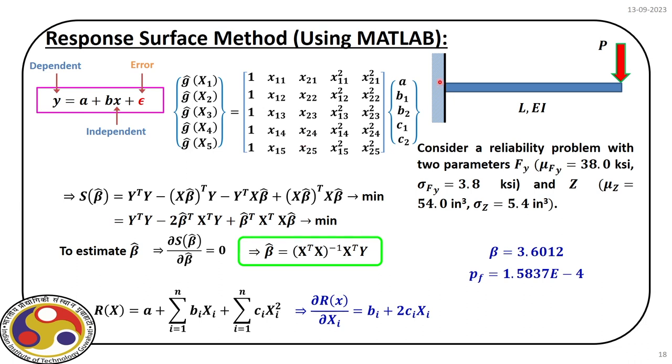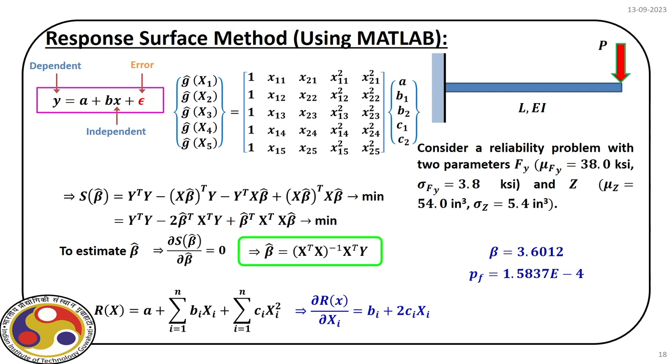And then finally, we'll solve this cantilever problem where the mean and standard deviation of the random variables we know. This is Fy times Z minus 1140, that's the problem. And this mean and standard deviation values are kept exactly the same. This problem we take from Haldar and Mahadevan's book, and we will see whether we can estimate this value using the response surface method. So that's what we are going to demonstrate now.